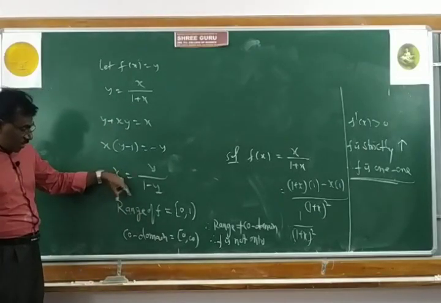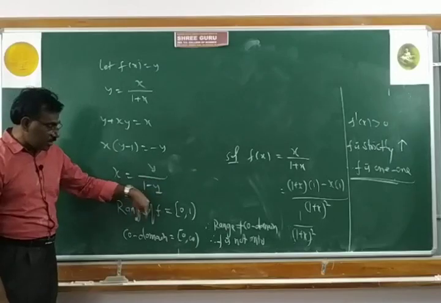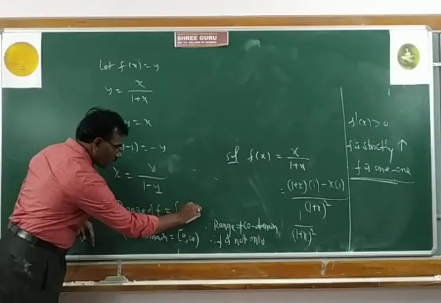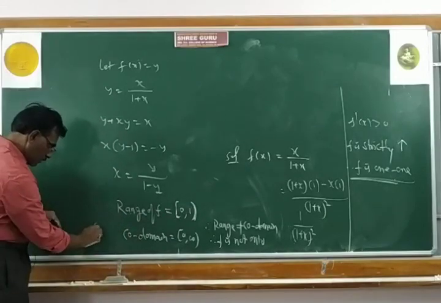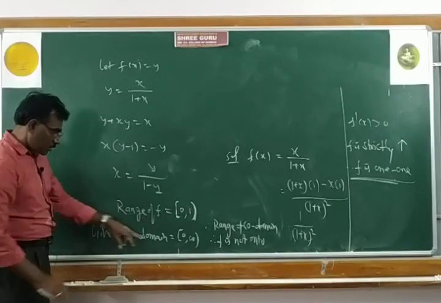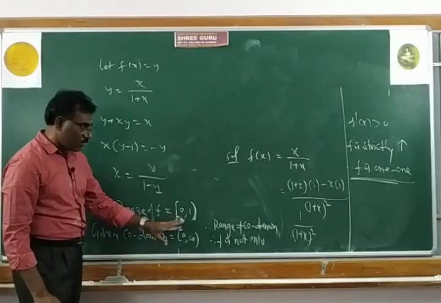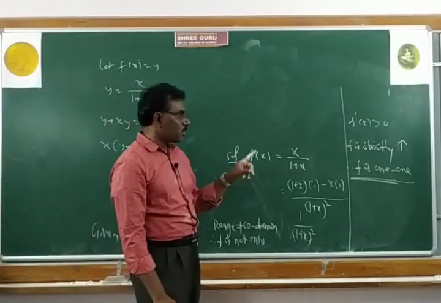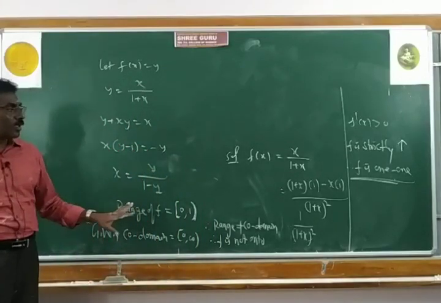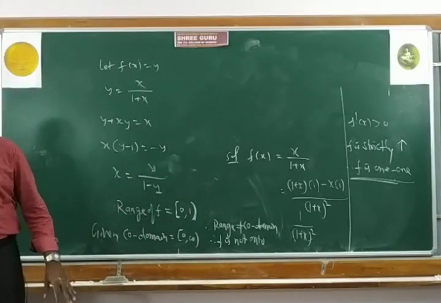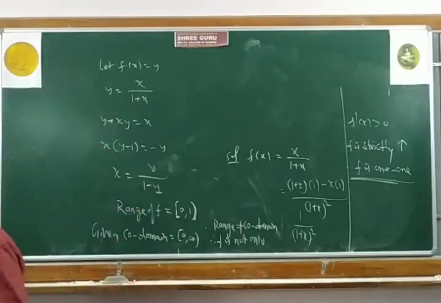In this problem, what is the range of f? Range of f is 0 to less than 1. It is an open interval. But what is the given codomain? 0 comma infinity. These are not equal, range of f not equal to codomain. So in this problem, the correct option is f is one-one but not onto. Option 2 is correct. Thank you.